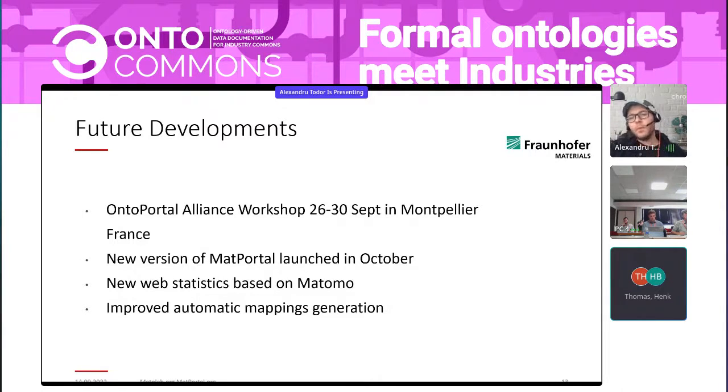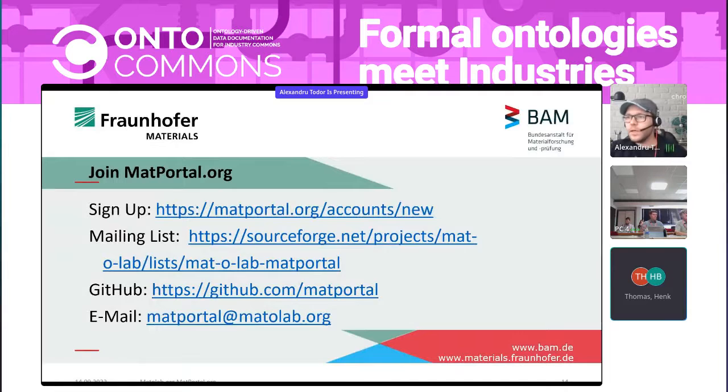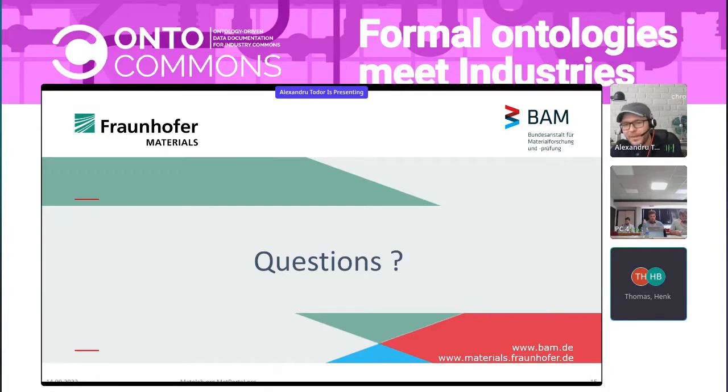And we're going to be publishing a new version of MatPortal based on the newest code and also introducing some new features that we have been developing, such as GDPR conformant statistics and improved mappings. And of course, you can sign up just to submit your ontologies. You can sign up to our mailing list. You can follow the latest developments on GitHub, or just ask us a question or whatever you want at matportal@maprolab.org. I don't know if we still have time for discussions, but this is something that Thomas needs to say.